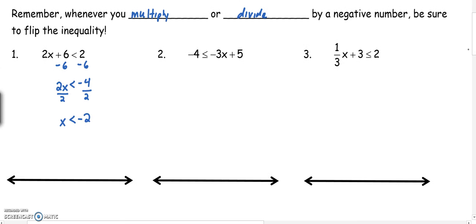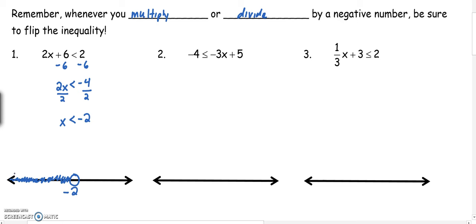X is on the left side of the inequality, so I can go ahead and graph right now. So I'm just going to write negative 2 somewhere on my number line. Above negative 2, because there's no bar by my inequality, it's going to be an open circle. And my inequality is pointing to the left for less than, so I'm going to shade in the direction to the left.